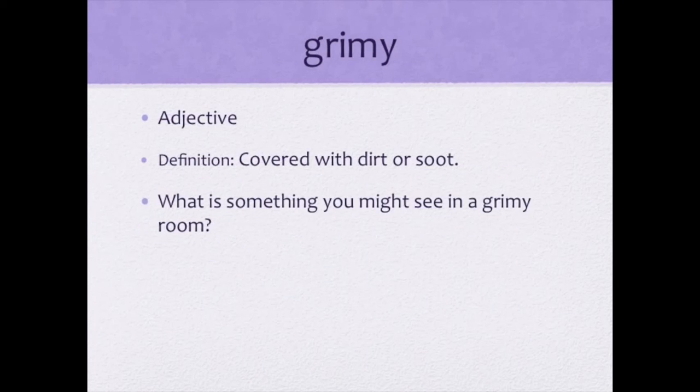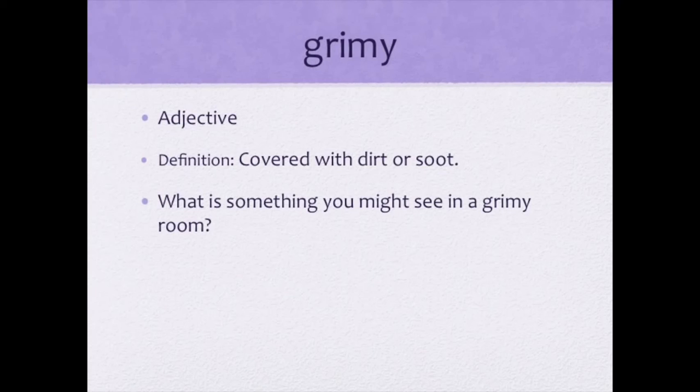Our next word is grimy, which is the word grime, drop the E and add a Y, which is one of our adjective suffixes. And sure enough, grimy is an adjective or describing word. The definition of grimy is covered with dirt or soot.